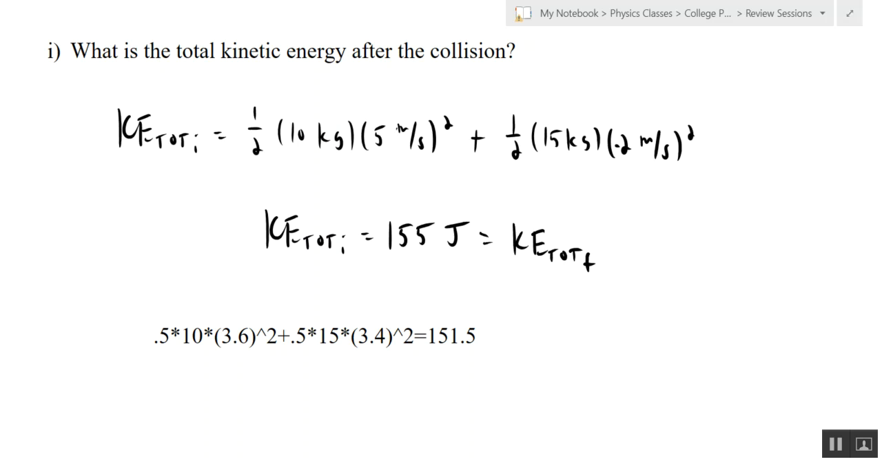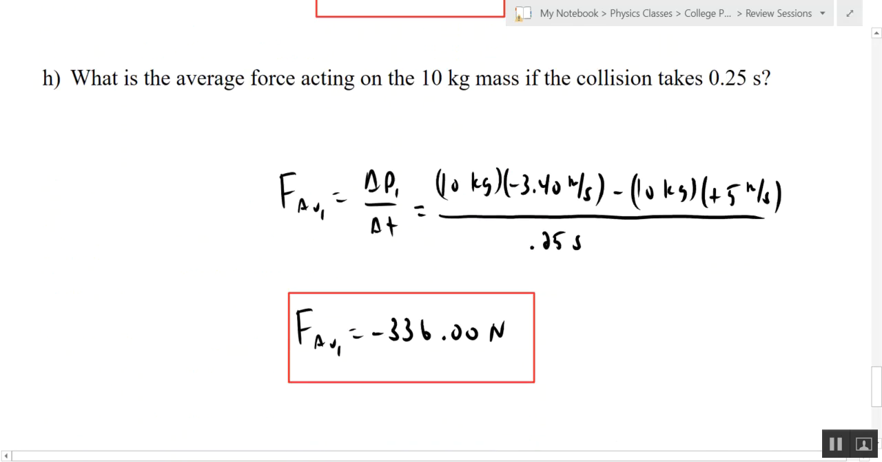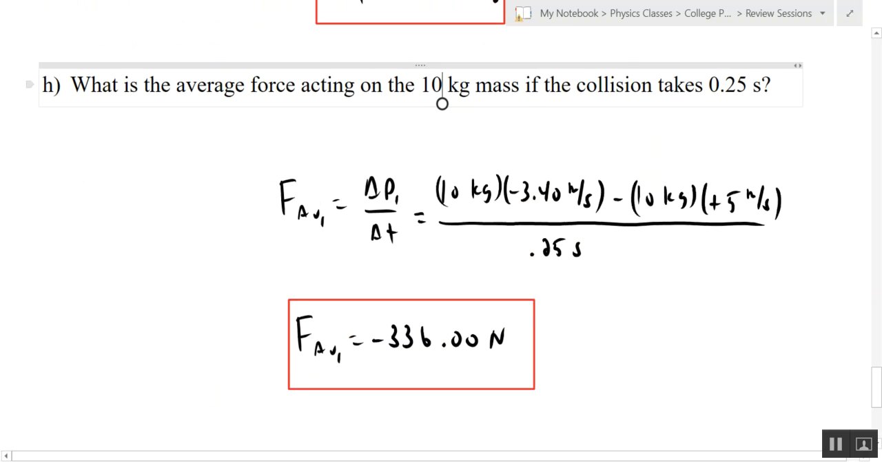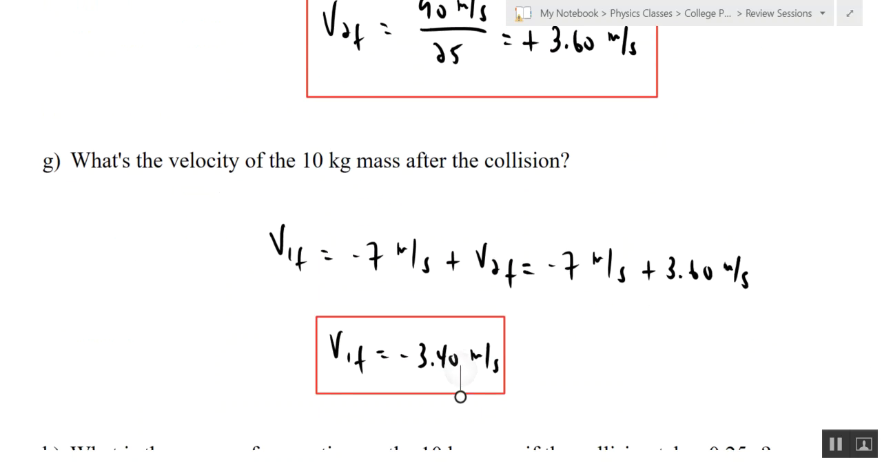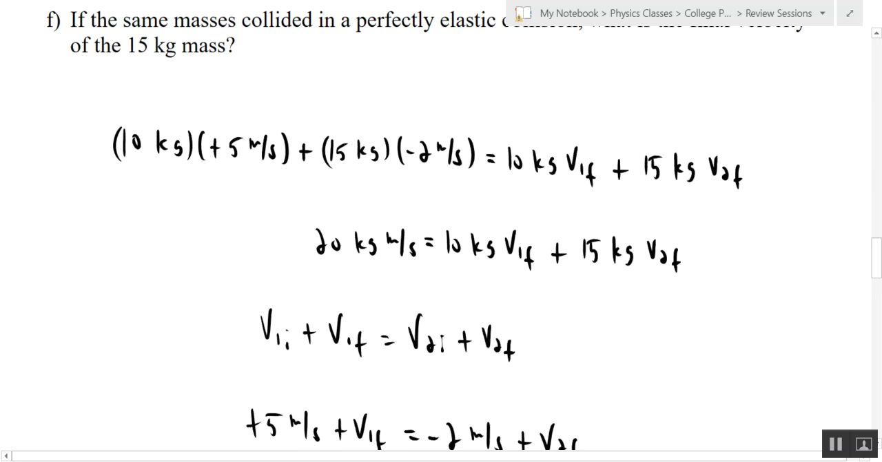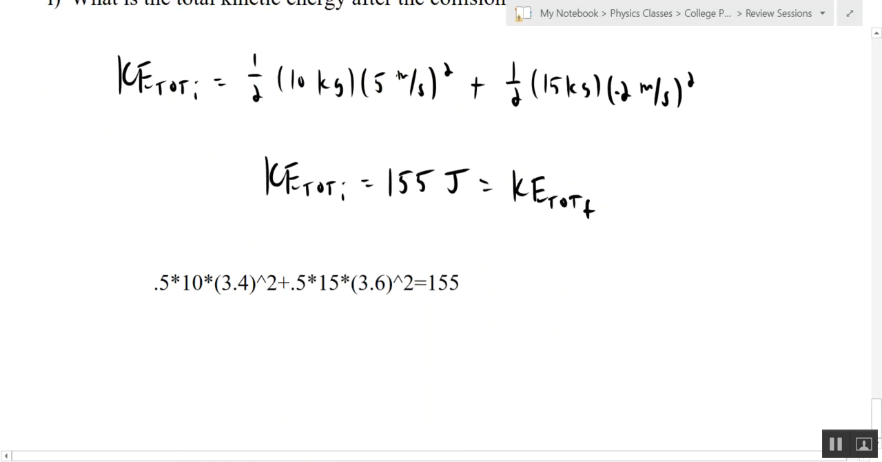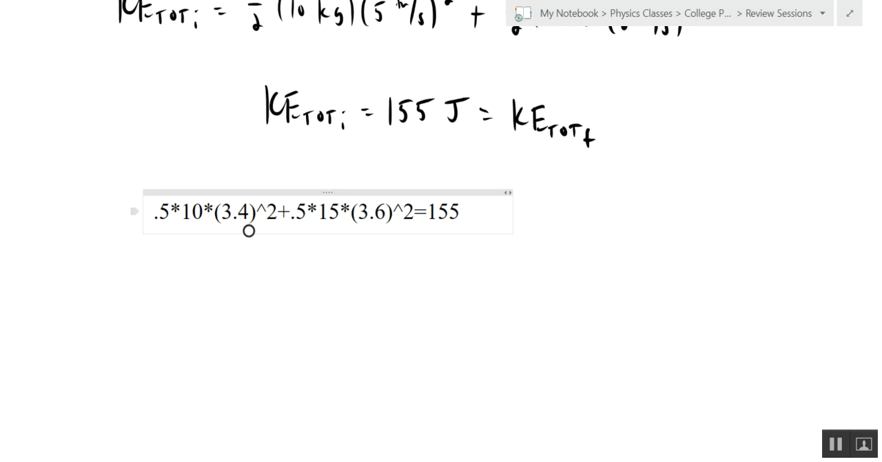Oh, I think you put the 3.4 where you were supposed to put 3.6. Yes, that's right. I switched these. This one I called V1. So this is 3.4 and this is 3.6. I'll go back up and show you why. So the 10 kilogram one is 3.4. The 15 kilogram one, that's 3.6. So the 3.6 goes with the 15 and the 3.4 goes with the 10, and you get 155, right? That's what I did. I just switched the velocity.